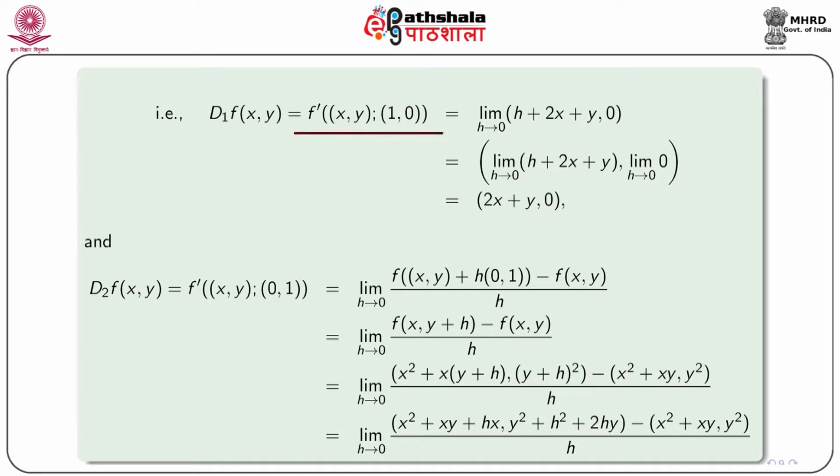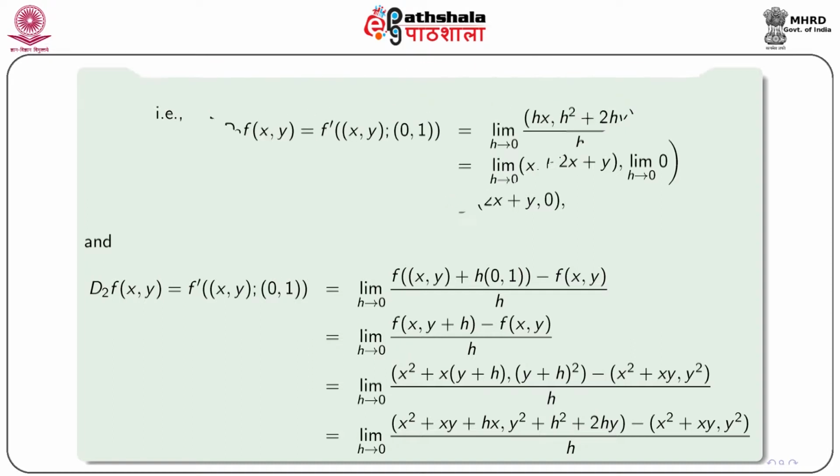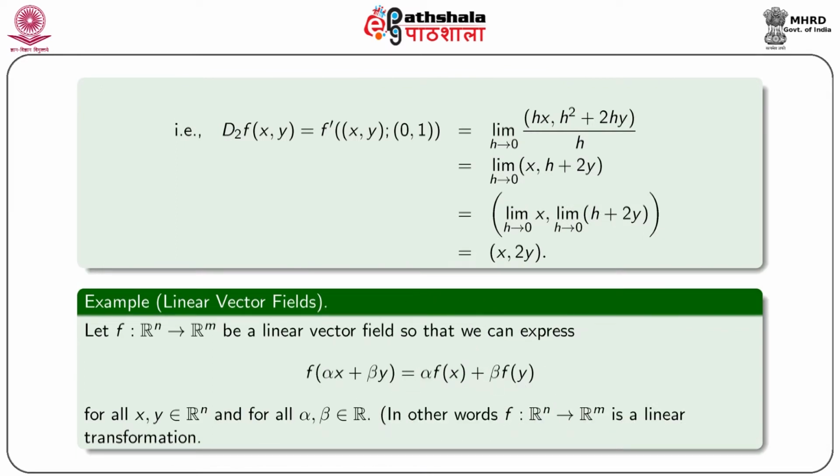That is f dash xy 1 0 equals, putting the values and calculating, 2x plus y 0. Similarly, we can find d2f xy, that is f dash xy with respect to the vector 0 1. We simplify here and we find that its value is x 2 y.